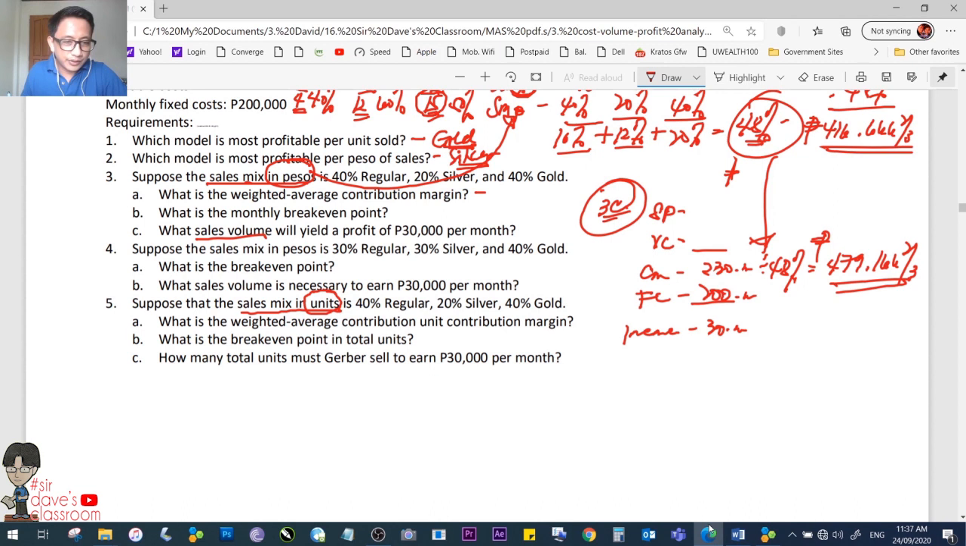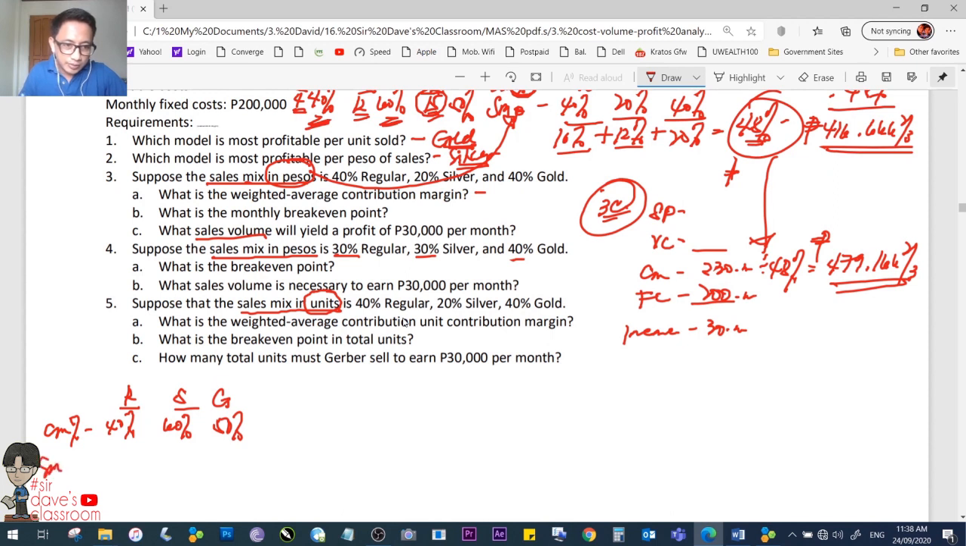Okay? Number 4, suppose the sales mix is in pesos, again, 30, 30, 40. Compute tayo, same exact procedure. Iba lang yung ating mga figures. Regular, silver, and then gold. Once again, dahil ang binigay sa atin, sales mix in pesos, so ang kapartner na naman yan, contribution margin percentage. Ilan tayo dyan? 40, 50, or 60, I should say, and 50%. Okay? Yan yung given kanina dun sa problem na kinumputan na natin. Ayun o, 40, 60, and 50%.